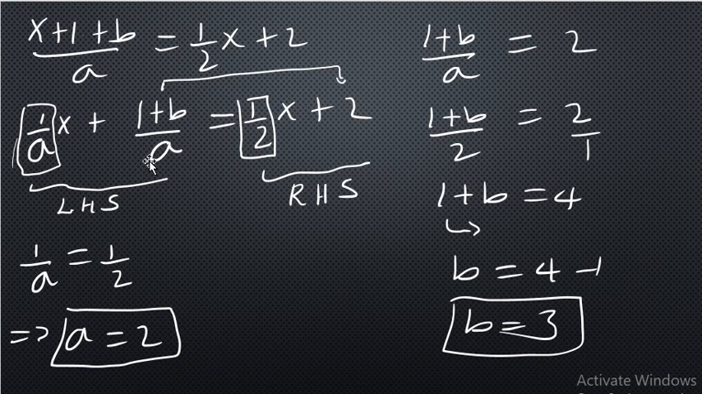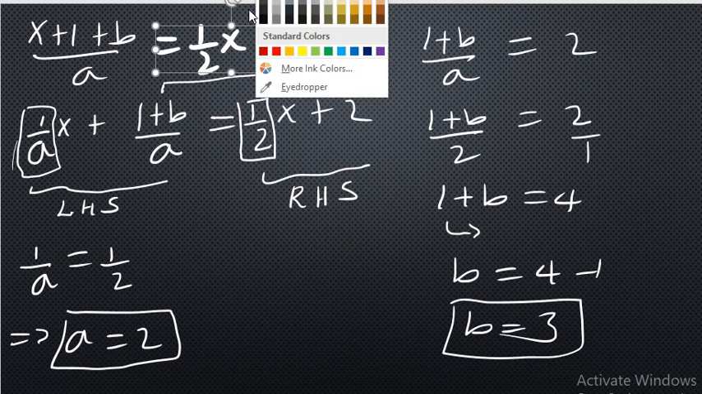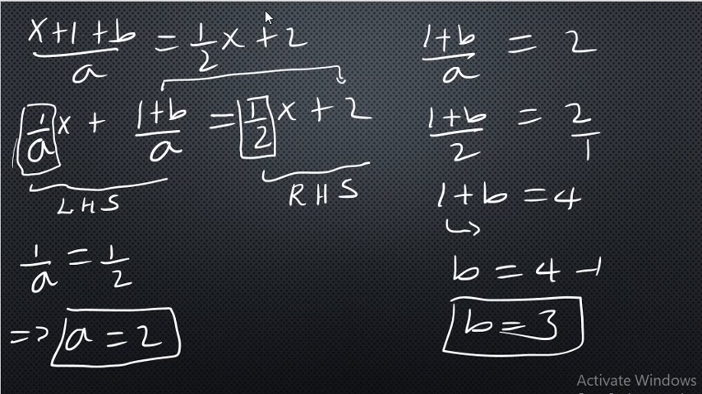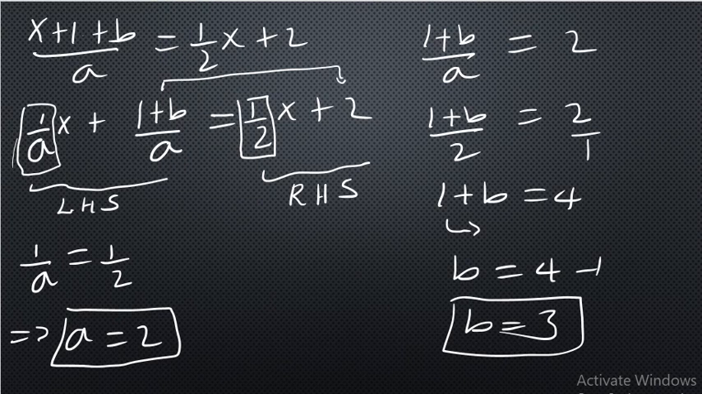So these two linear functions are equal, which means the coefficient of x on the left hand side must be equal to the coefficient of x on the right side. That means the number found in front of x, that is 1 over a, as you see here, must be equal to the number in front of x, which is 1 over 2. So when you do that, we have got the value of a.